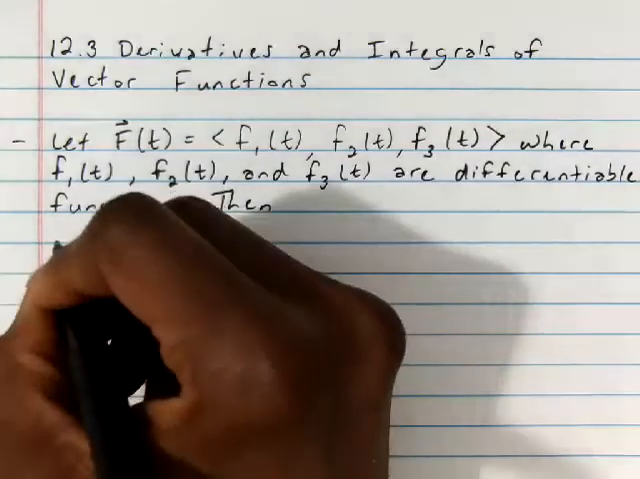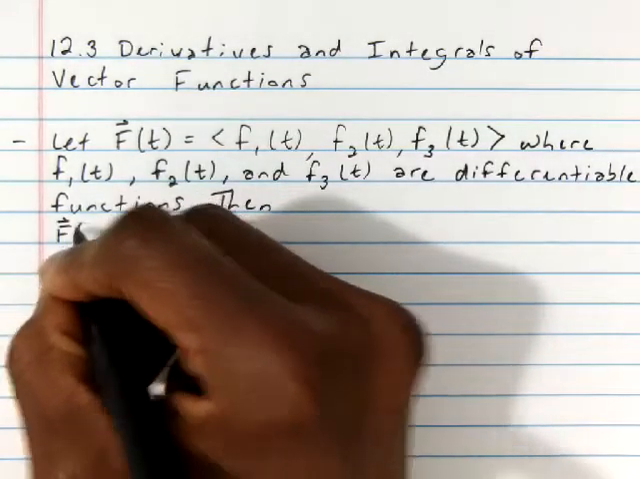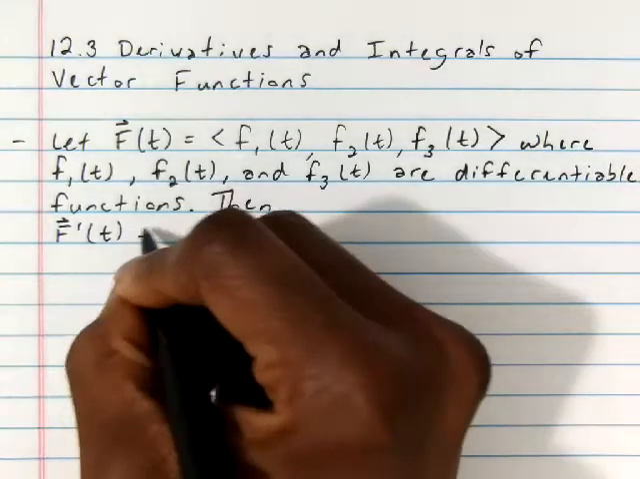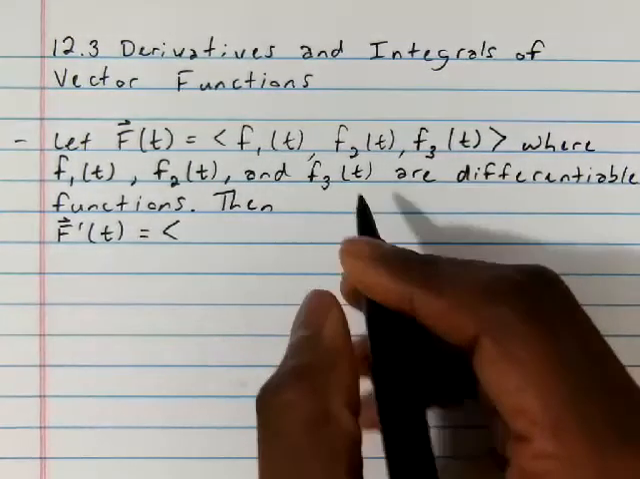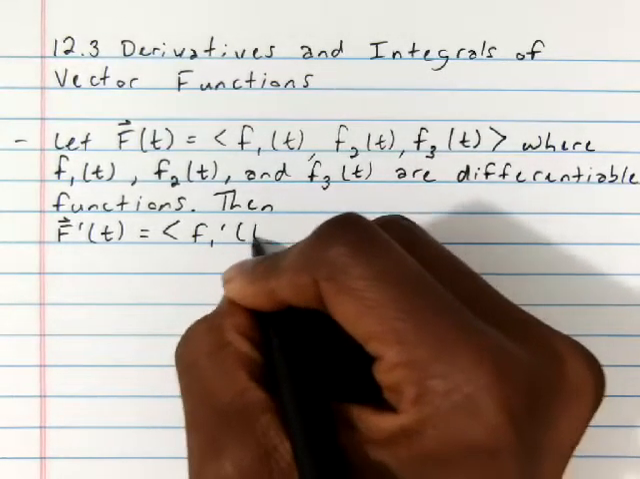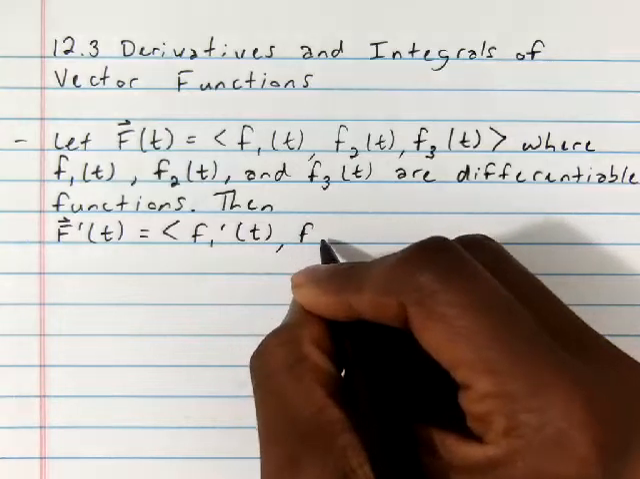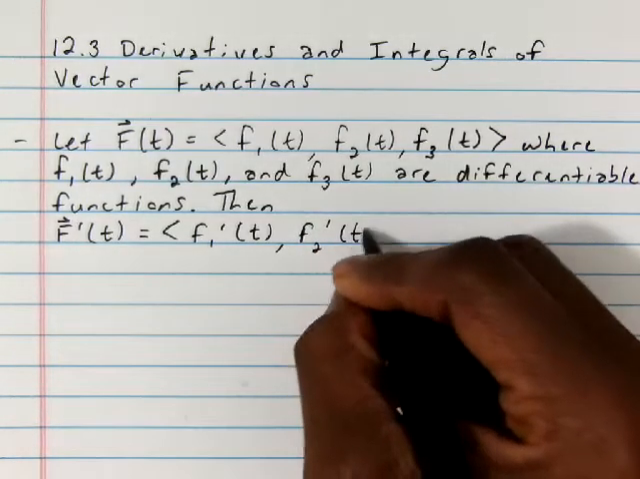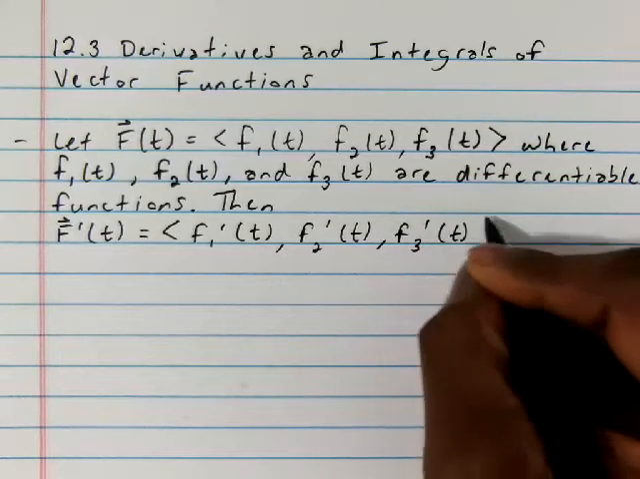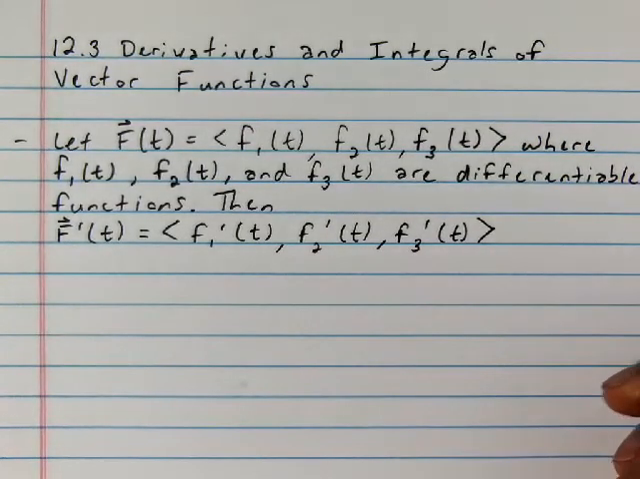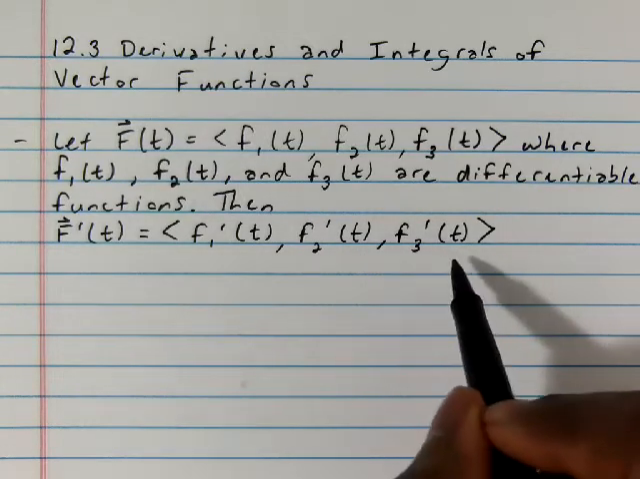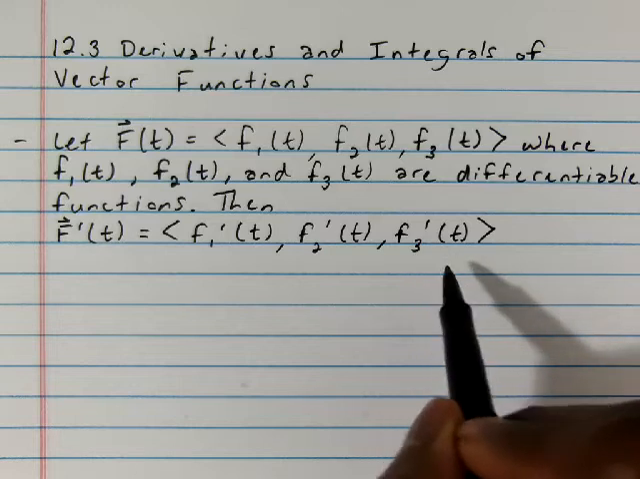Then the derivative of the vector function, so the F prime of t equals, you just take the derivatives of the individual component functions, but you still have a vector. So f1 prime of t, comma, f2 prime of t, comma, f3 prime of t. So taking a derivative of a vector function just boils down to your ability to take derivatives of functions as you've been doing in the past and then just putting that in a vector.